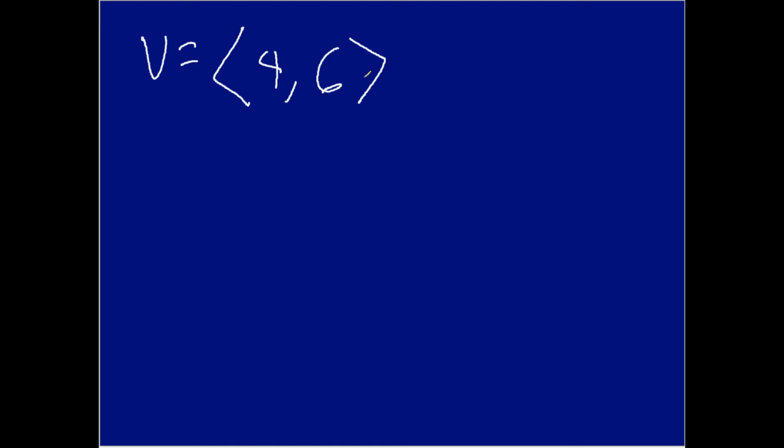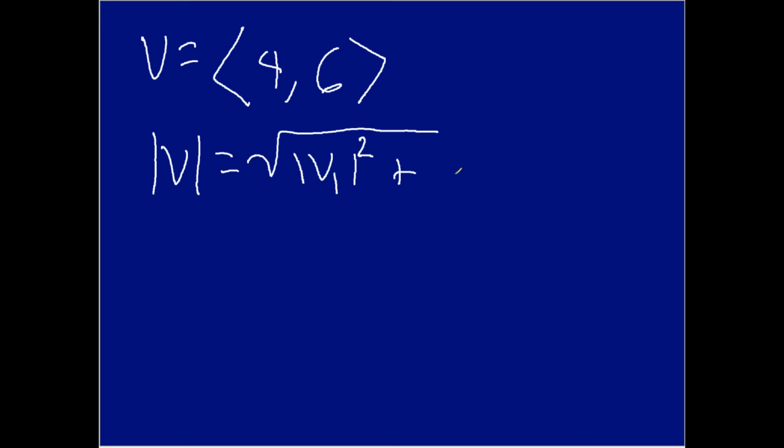The next step we want to take is to find the magnitude. That's kind of the length of the line. To do that, you can basically just use the Pythagorean theorem. So I would have the magnitude of v equals the square root of v sub 1 squared plus v sub 2 squared, like so.